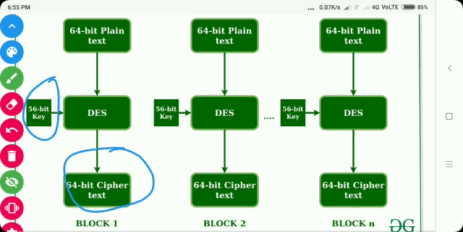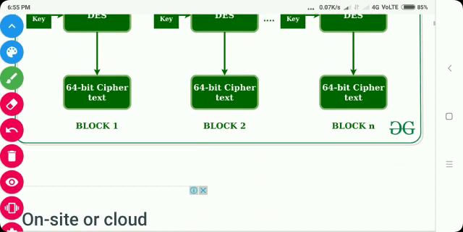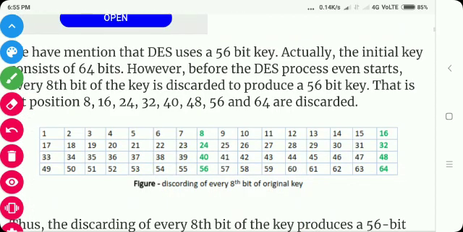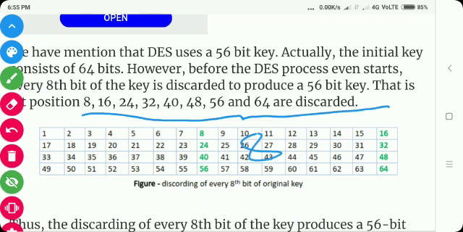Actually the key used is 64 bits, but some of the bits are not used from the key. For example, bits 8, 16, 24, 32, 40, 48, 56 and 64 are discarded. That is why, because 8 bits are discarded from 64 bits, we are using a 56-bit key for the encryption.